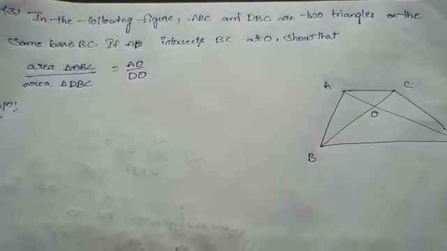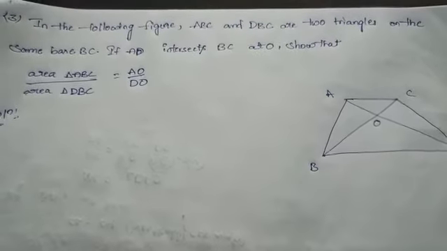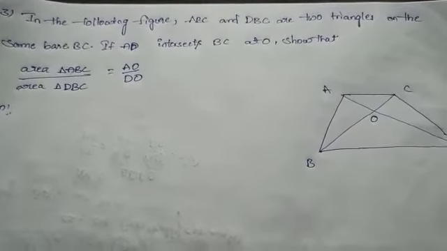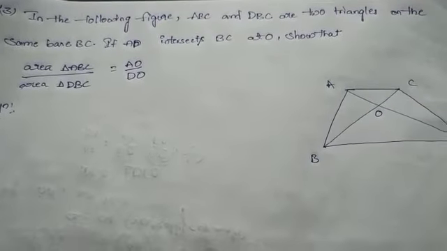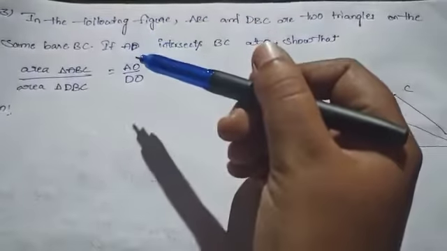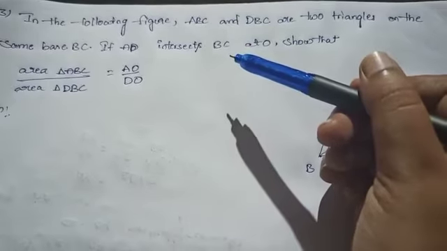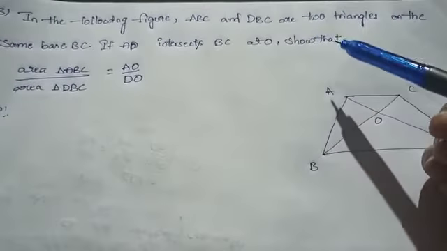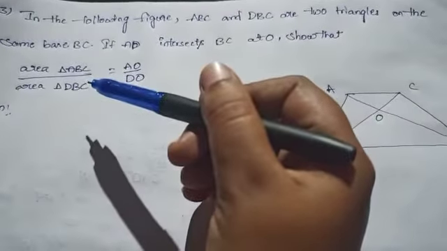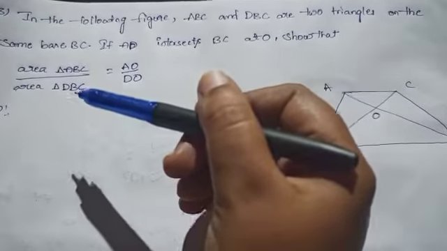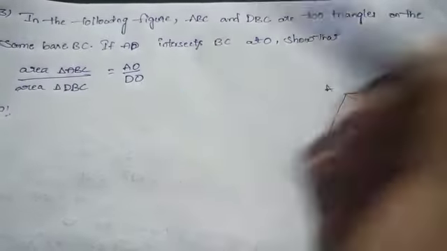Next question. In the following figure, ABC and DBC are two triangles on the same base BC. If AD intersects BC at O, show that area of triangle ABC by area of triangle DBC is equal to AO by DO.